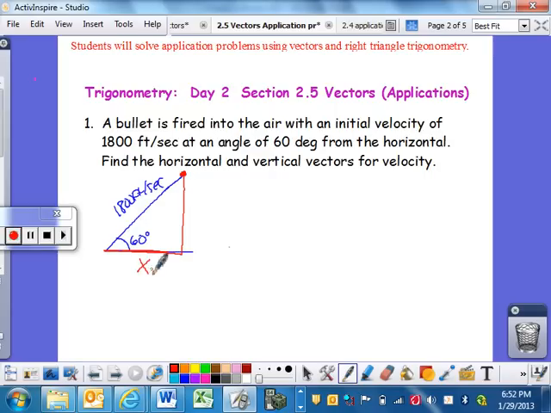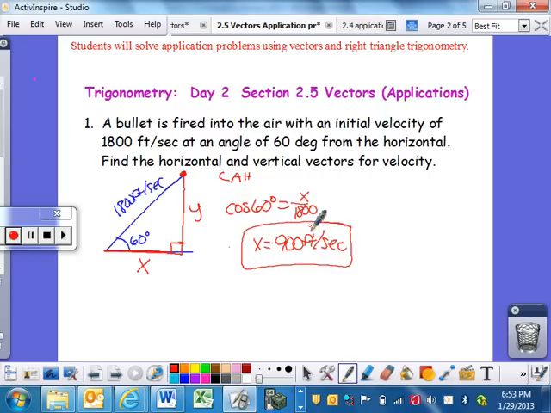So, horizontal is X, your vertical one's Y. And you now have a right angle because it's straight up and down. So now you just do your simple trig functions. I have the hypotenuse. So if I want to find my horizontal first, my adjacent and hypotenuse, I need cosine. So cosine 60 degrees is x over 1,800. And if I multiply 1,800 to both sides, that's going to give you 900 feet per second. Okay? So that's how fast it would be going in the horizontal direction.